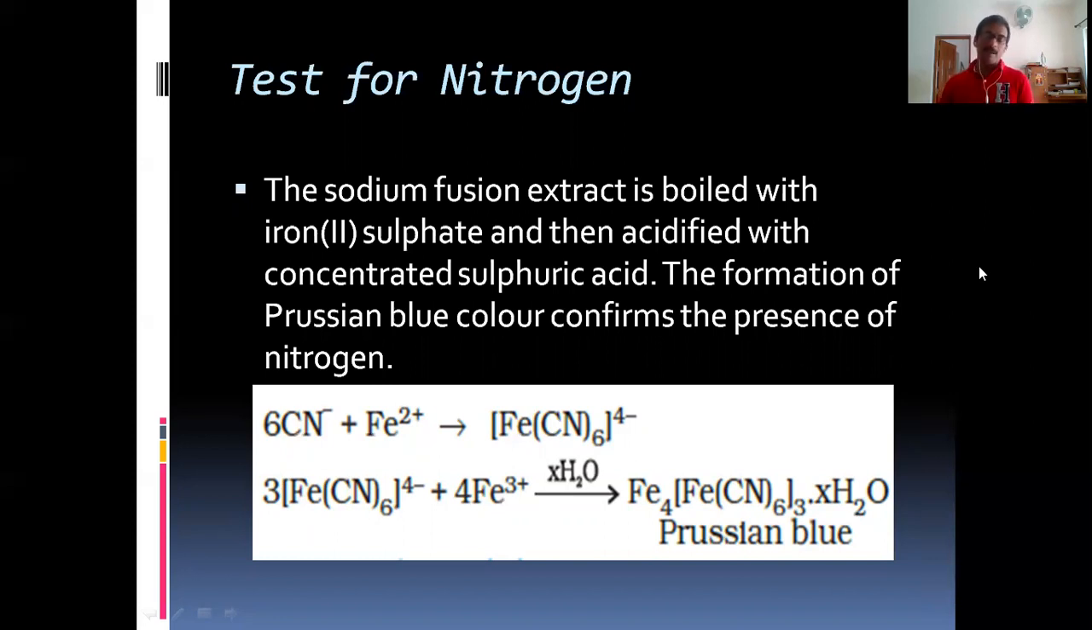Fe(CN)6 4- will combine with Fe3+. In FeSO4, there will be Fe3+ also because of the oxidation of FeSO4. That Fe3+ ion will combine with Fe(CN)6 4- to form Fe4[Fe(CN)6]3·xH2O, that is the Prussian blue colored compound. Its name is ferric ferrocyanide. So the Prussian blue color is due to the formation of ferric ferrocyanide.